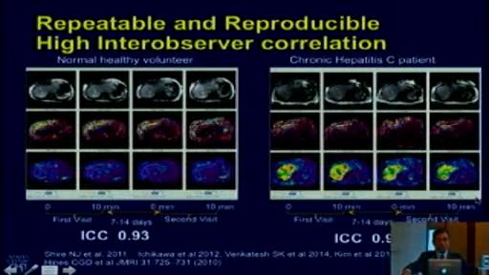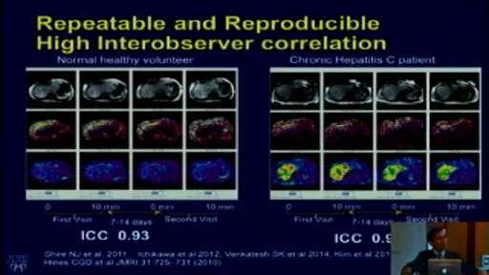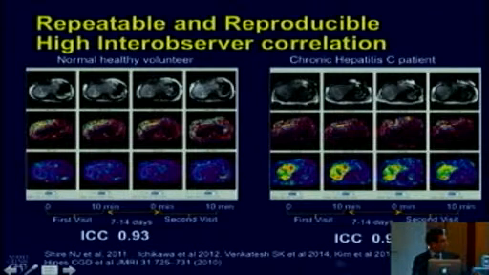MRE is a highly repeatable, reproducible test. What I mean by repeatable is if you make the patient get out of the scanner and come back and lie on the scanner, you'll get the same result. What I mean by reproducible is that if two different radiologists measure this liver stiffness, the liver stiffness is likely to be reproducible within a standard deviation of 10%. In fact, the interobserver correlation is very high, about 0.93 or 93%.